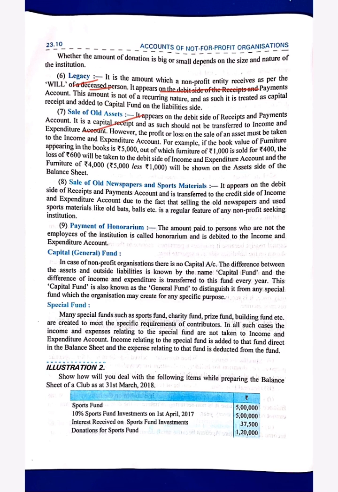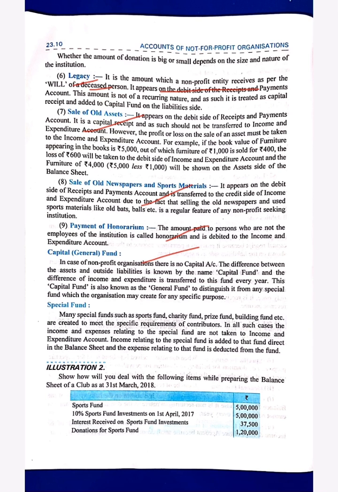Sale of old asset. If we have sold any old asset, it will be shown on the receipt side of the receipt and payment account, and it will be deducted from the asset, and the loss or profit of this will be transferred to the income and expenditure account. Okay. Sale of old newspapers, sports material is a recurring nature income, so it will be transferred to the income and expenditure account. Payment of honorarium: the amount paid to a person who is not an employee of the institution is called honorarium, and it is debited to the income and expenditure account.